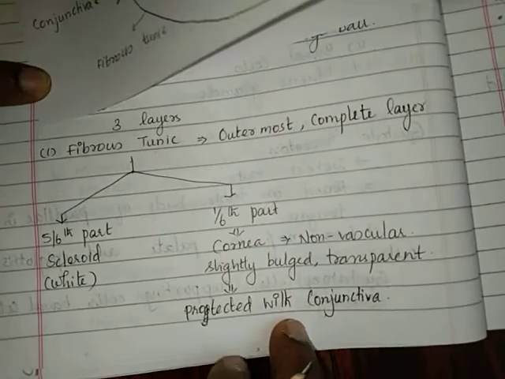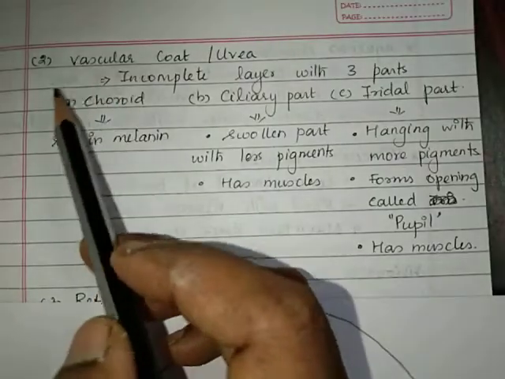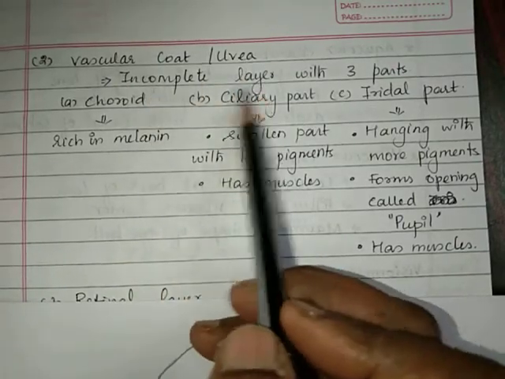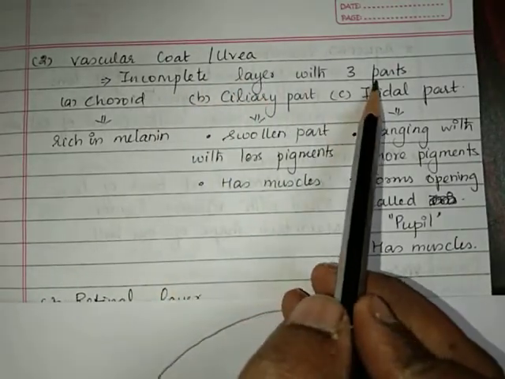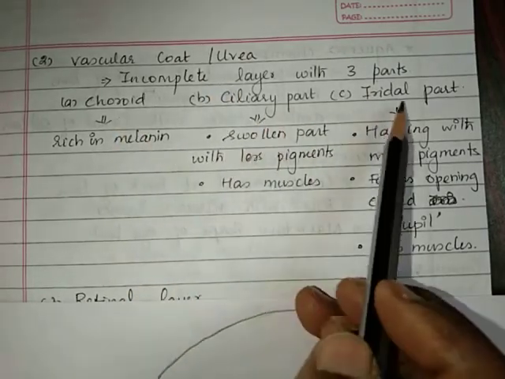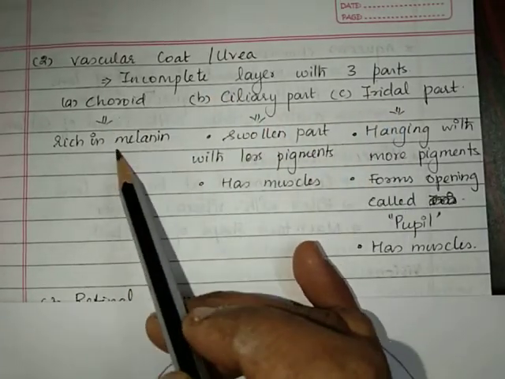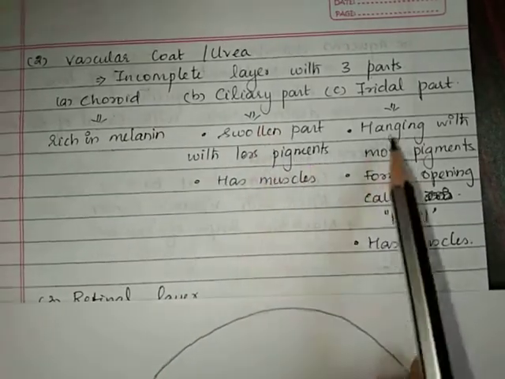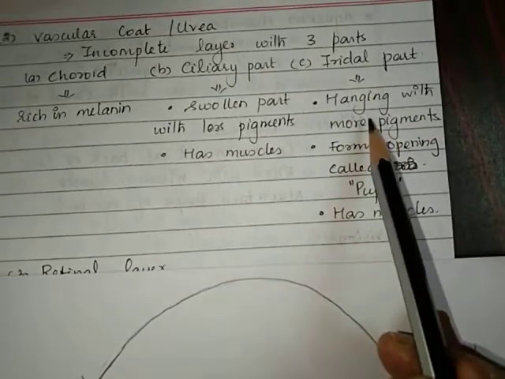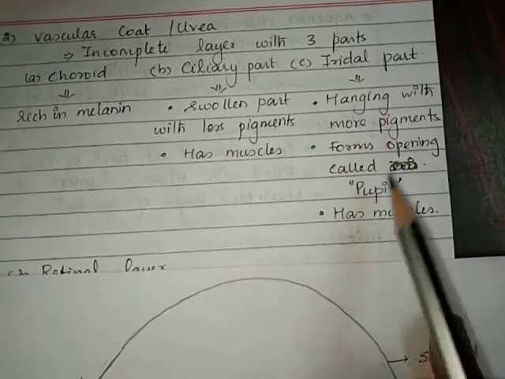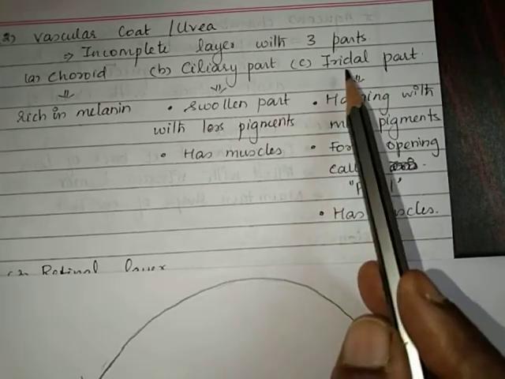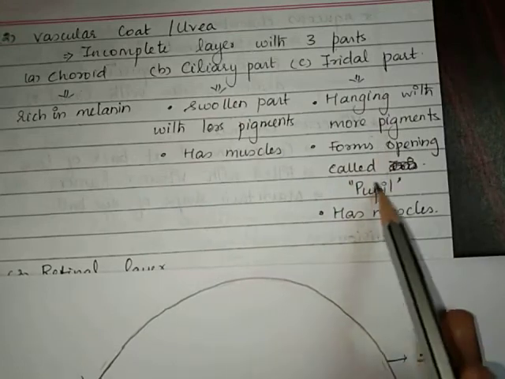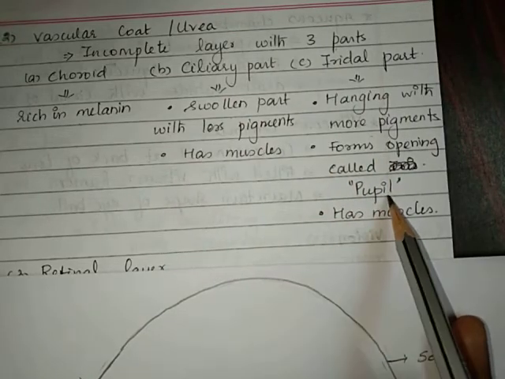transparent layer protected with conjunctiva. And the second layer of the eye is going to be the vascular coat, also called uvea. It is an incomplete layer, and this incomplete layer is made of three parts: choroid, ciliary part and iridal part. The choroid is going to be rich in melanin, the ciliary part is a little swollen part with less pigments, and the iridal part is a small hanging structure with more pigments, and this is the incomplete part of the vascular coat, and the space that is formed between the incomplete region is called the pupil.